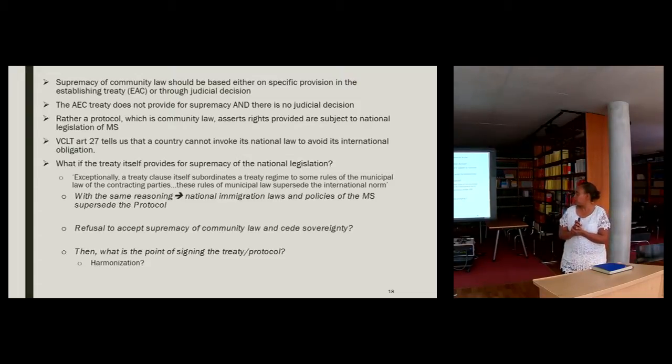So one may ask then, if that is the case, what's the purpose of signing all those protocols, those treaties? If you are not willing to surrender your sovereignty, why do we sign treaties? Probably there's also an obligation of harmonizing the national legislations with the community law. So probably sometime in the future, through the harmonization process and so on, we may reach a point.